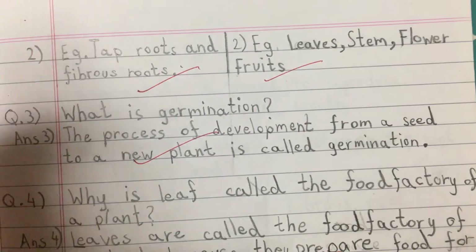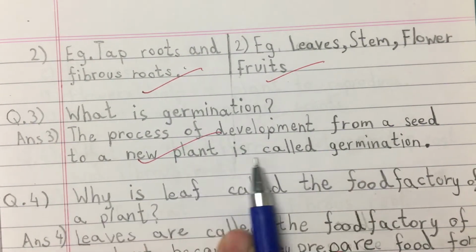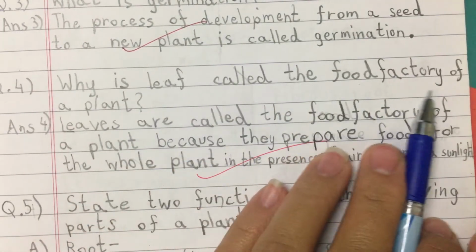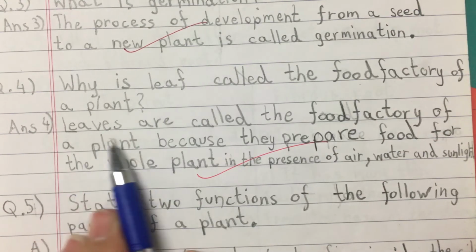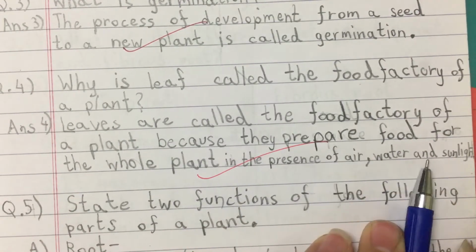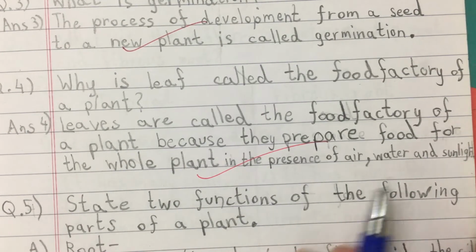What is germination? The process of development from a seed to a new plant is called germination. Why is leaf called the food factory of a plant? Leaves are called the food factory of a plant because they prepare food for the whole plant in the presence of air, water, and sunlight.